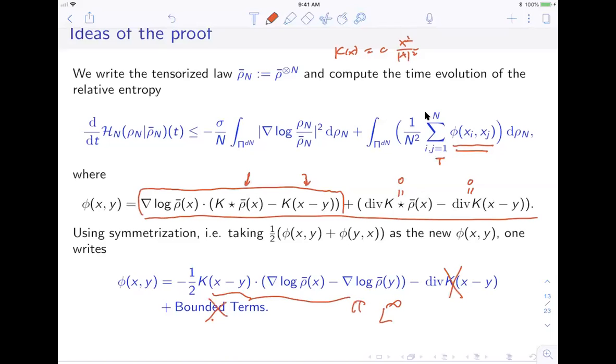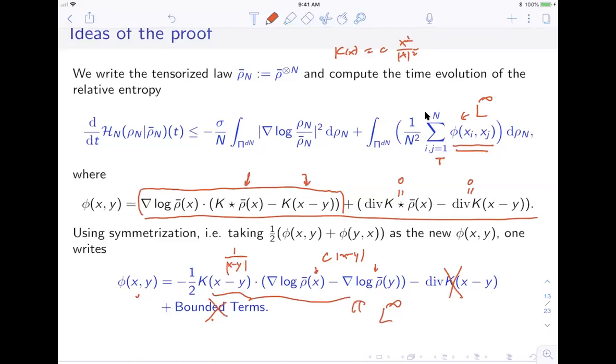Why? Because if the limit rho bar is nice, this is in this order, and K has a singularity like this. So we can really show phi is bounded. Very easy. Symmetrization is used in a lot of places. But phi is not necessarily continuous. We only know that phi is bounded.